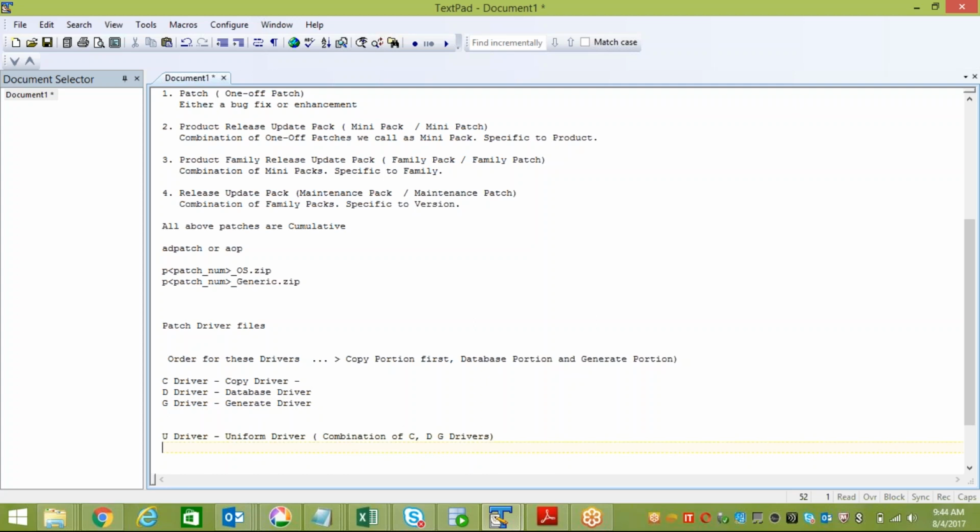Oracle itself merged them as a U driver. Sometimes when you download the patch and extract it, you may get only C and D, or only D and G, or only C, or C and G, something like that. If that particular patch doesn't have any database operations, it will give only the C driver and the G driver. The order needs to be followed at any cost. If you got C and G, first you apply C and then G. If you got only D and G, you apply D and then G.